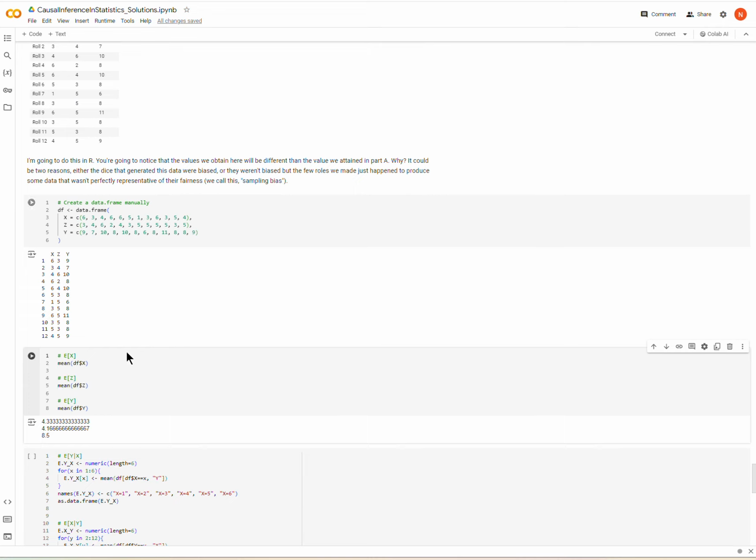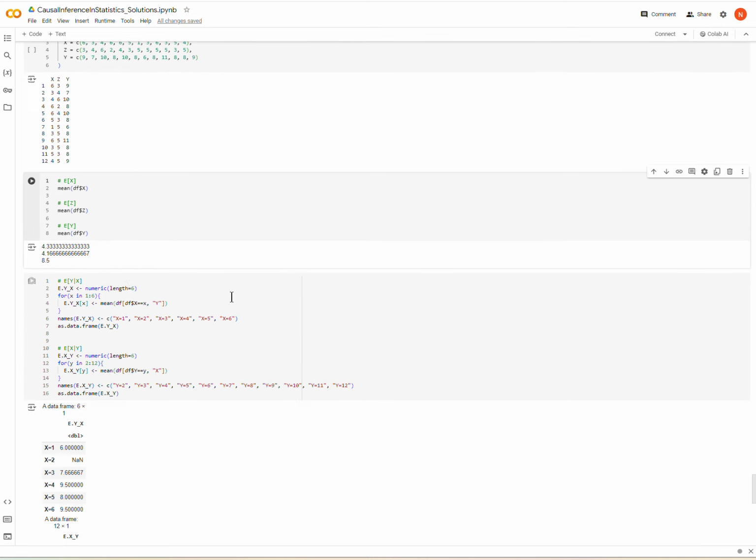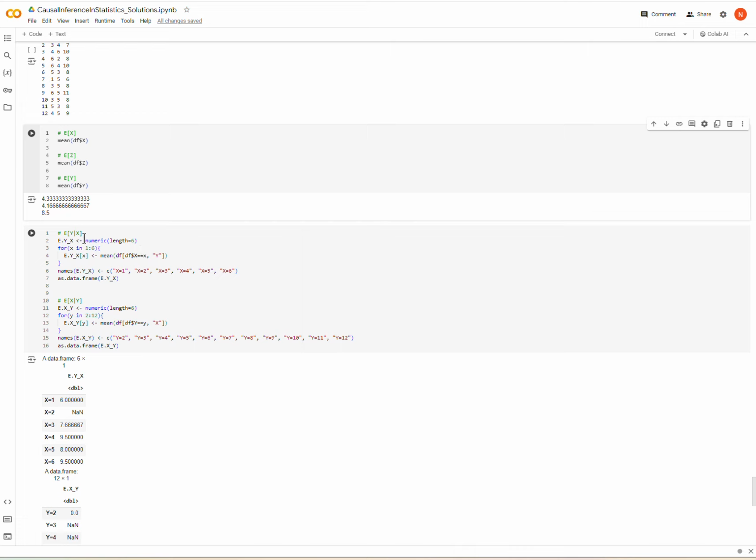That's because even though the theoretical distribution has very clear expectations of what these should be, when we sample data, we don't necessarily get a completely representative sample. And so, anyway, all right.